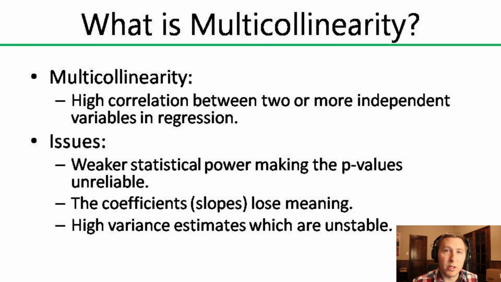There's no set threshold either, right? We say highly correlated because there could be some issues. But the reason why multicollinearity is such a problem is, one, it's going to be a weaker statistical power, making the p-values unreliable. Two, the coefficients or the slopes lose meaning, and three, high variance estimates, which are unstable.